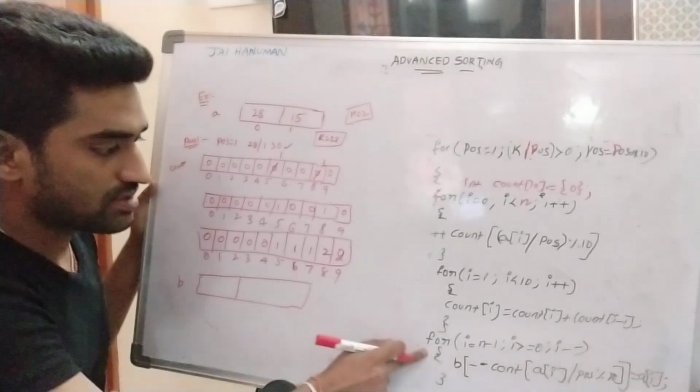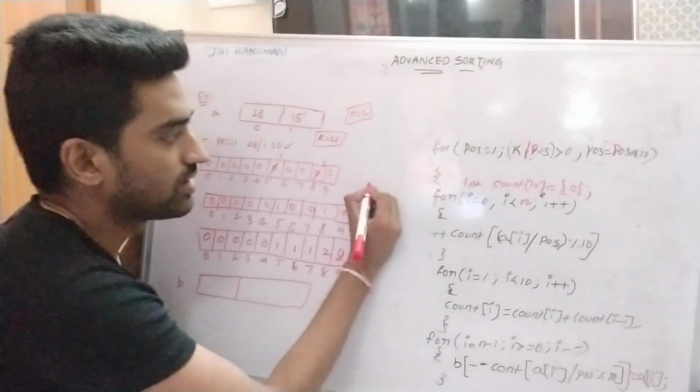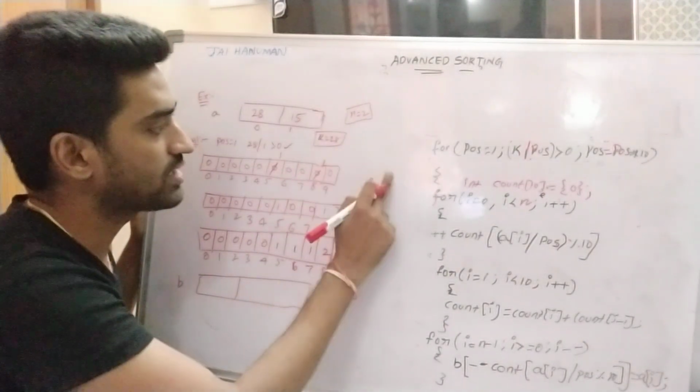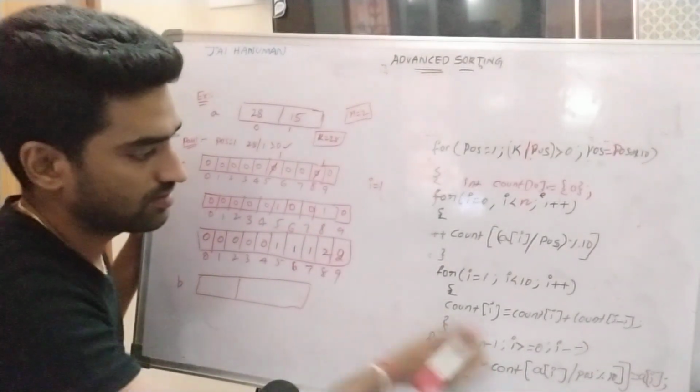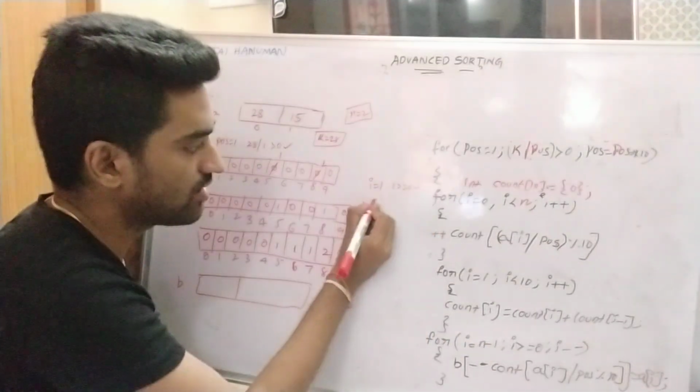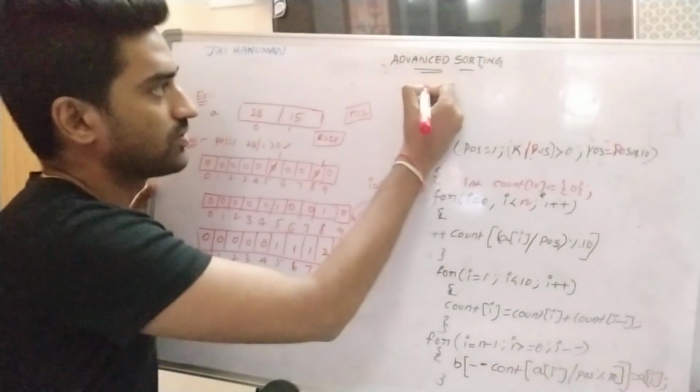So the B array is checked with the help of this one. I is equal to n minus 1, so n minus 1 means 2 minus 1, which is 1. 1 is greater than or equal to 0, the condition is true. Now update B.